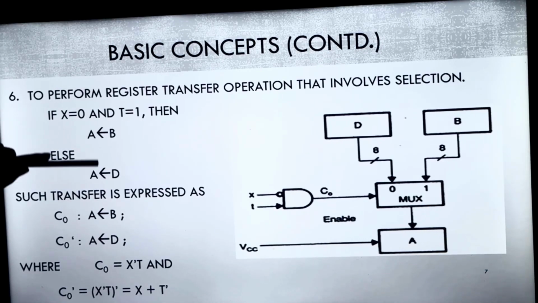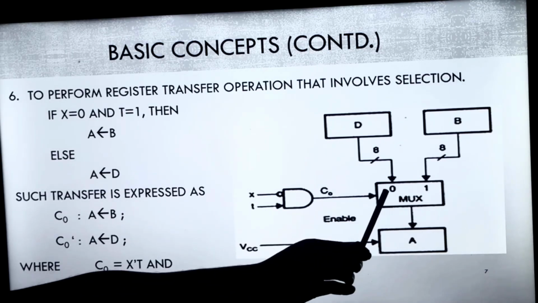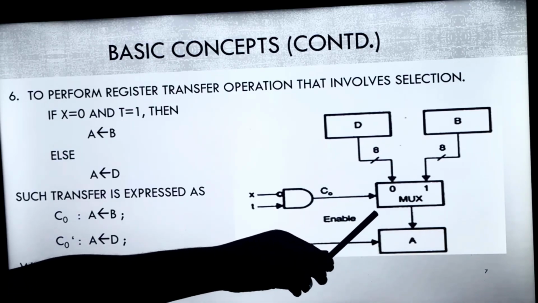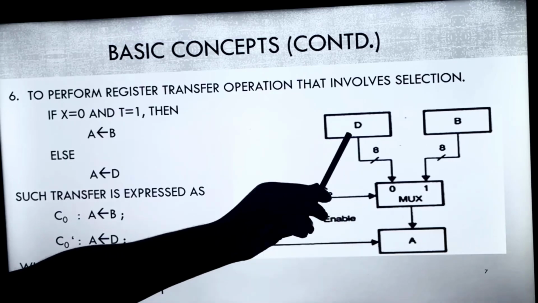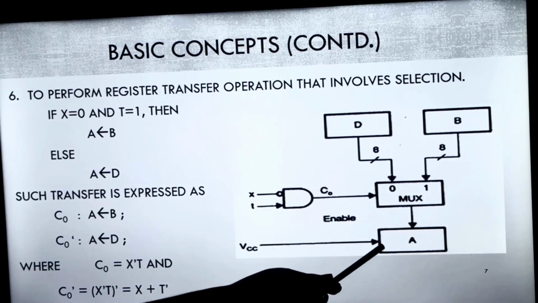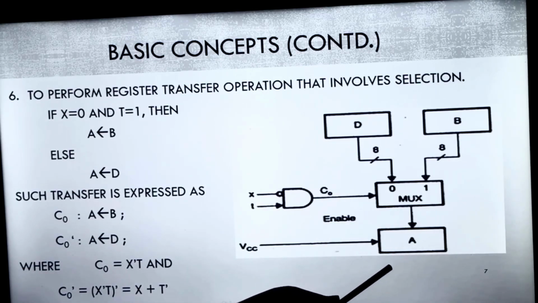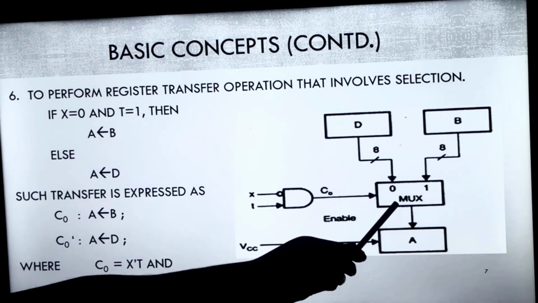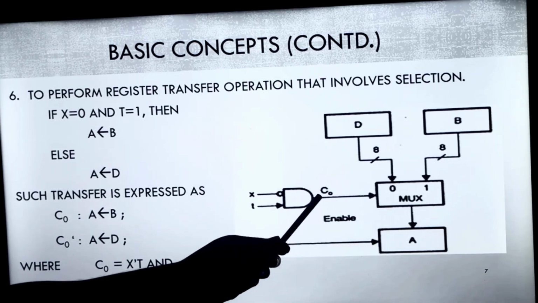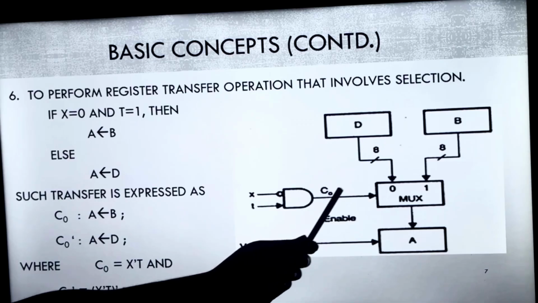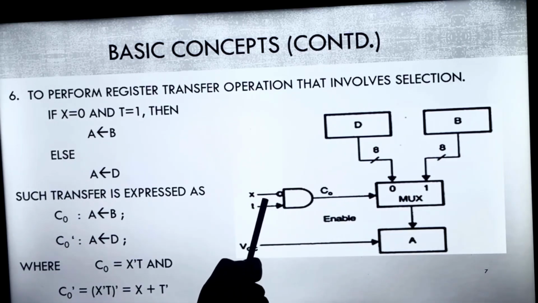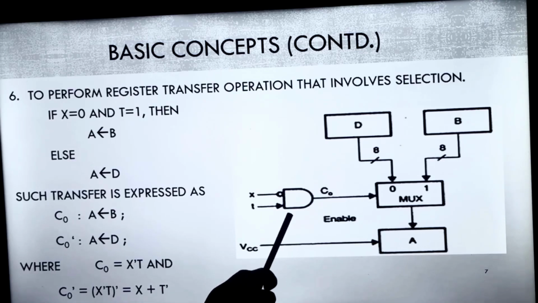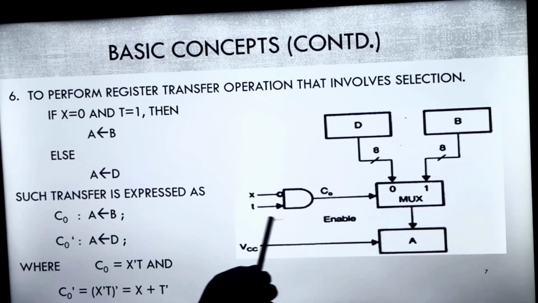So to choose any one from this, what I can do is use one 2-to-1 multiplexer. Fine. Now this multiplexer will decide which one will be forwarded to A. We know for a 2-to-1 multiplexer we need one selection line also. This selection line will decide: if it is 0, then this one will work; if it is 1, this one will work.